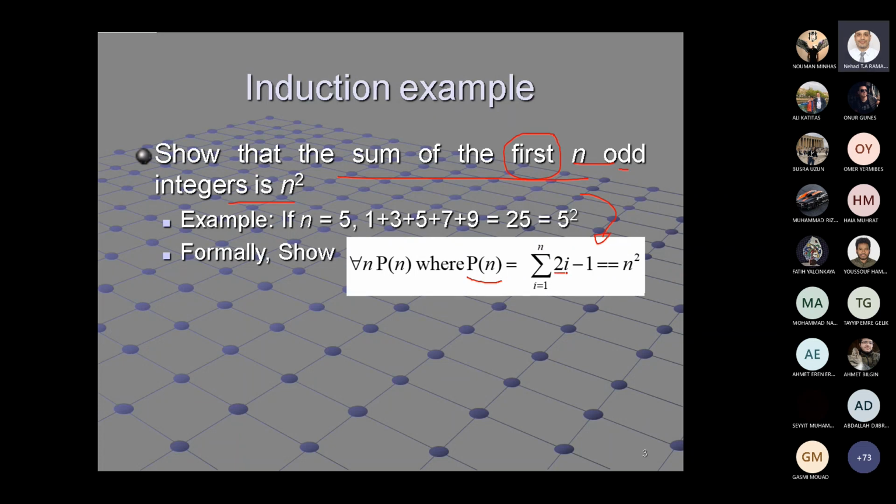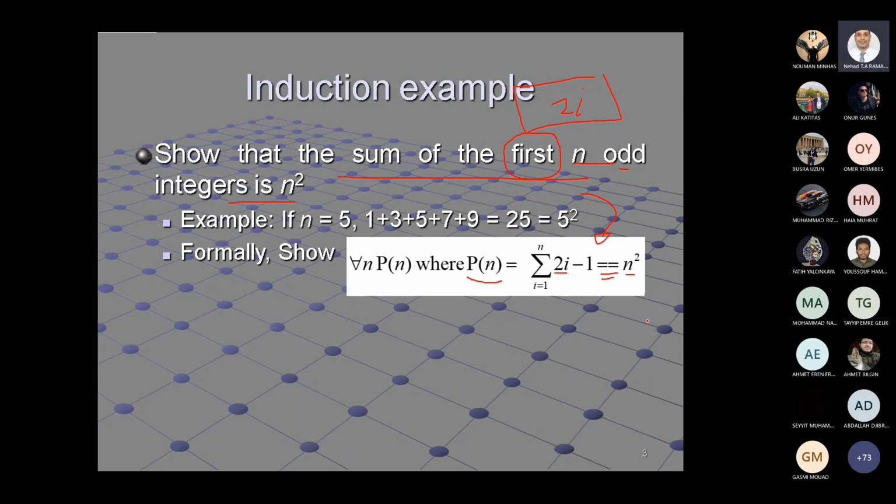it's the summation for 2i minus 1. This is the general form of the odd. If they said even, then 2i. We take the general form for the even. Okay. We have to prove that this one equals n to power 2.